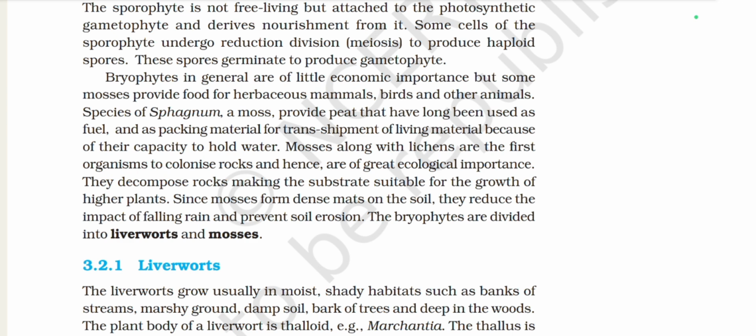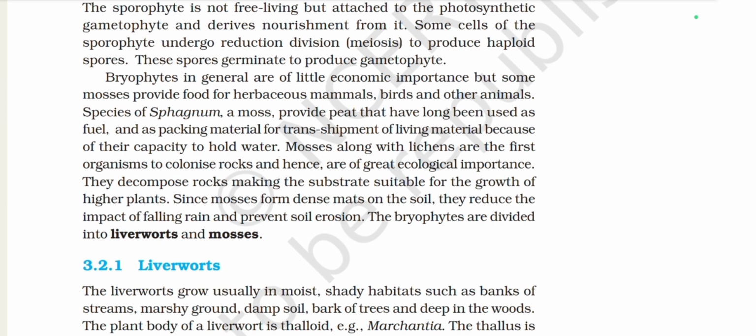Bryophytes in general are of little economic importance, but some mosses provide food for herbivorous mammals, birds, and other animals. Species of Sphagnum, a moss, provide peat that has long been used as fuel and as packaging material for transshipment of living material because of its capacity to hold water.